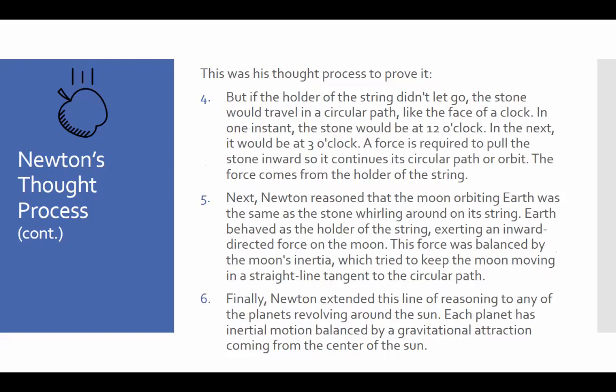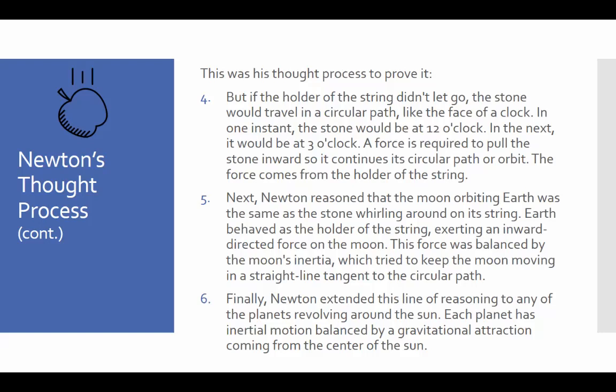Now, if the holder of that string didn't let go, that stone would continue to travel in a circular path, that periodic motion that we talked about before, just like the face of a clock. In one instant, the stone would be at 12 o'clock, the next it would be at 3 o'clock, and force is required to keep pulling it inward. This force, in this case, would be gravity, like the string in our previous example.